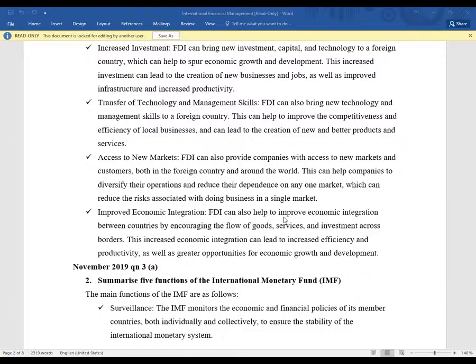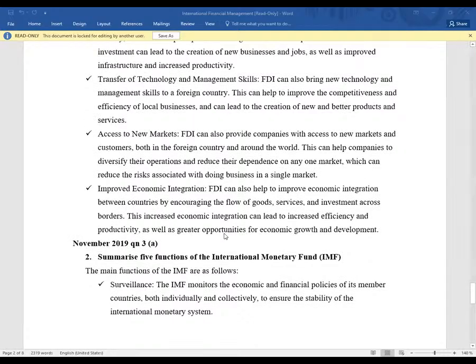FDI can also help to improve economic integration between countries by encouraging the flow of goods, services, and investments across borders. This increased economic integration can lead to increased efficiency and productivity, as well as greater opportunities for economic growth and development.